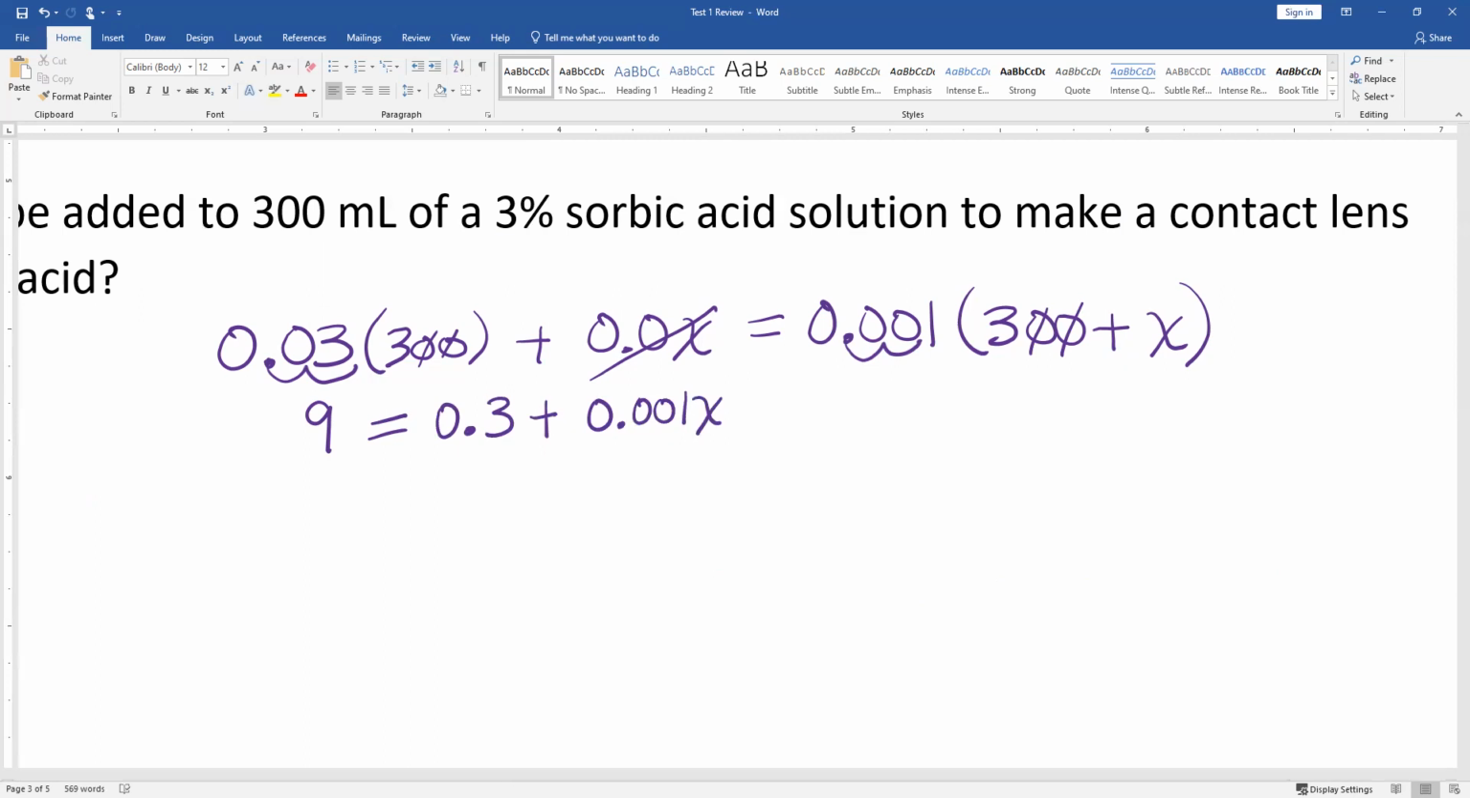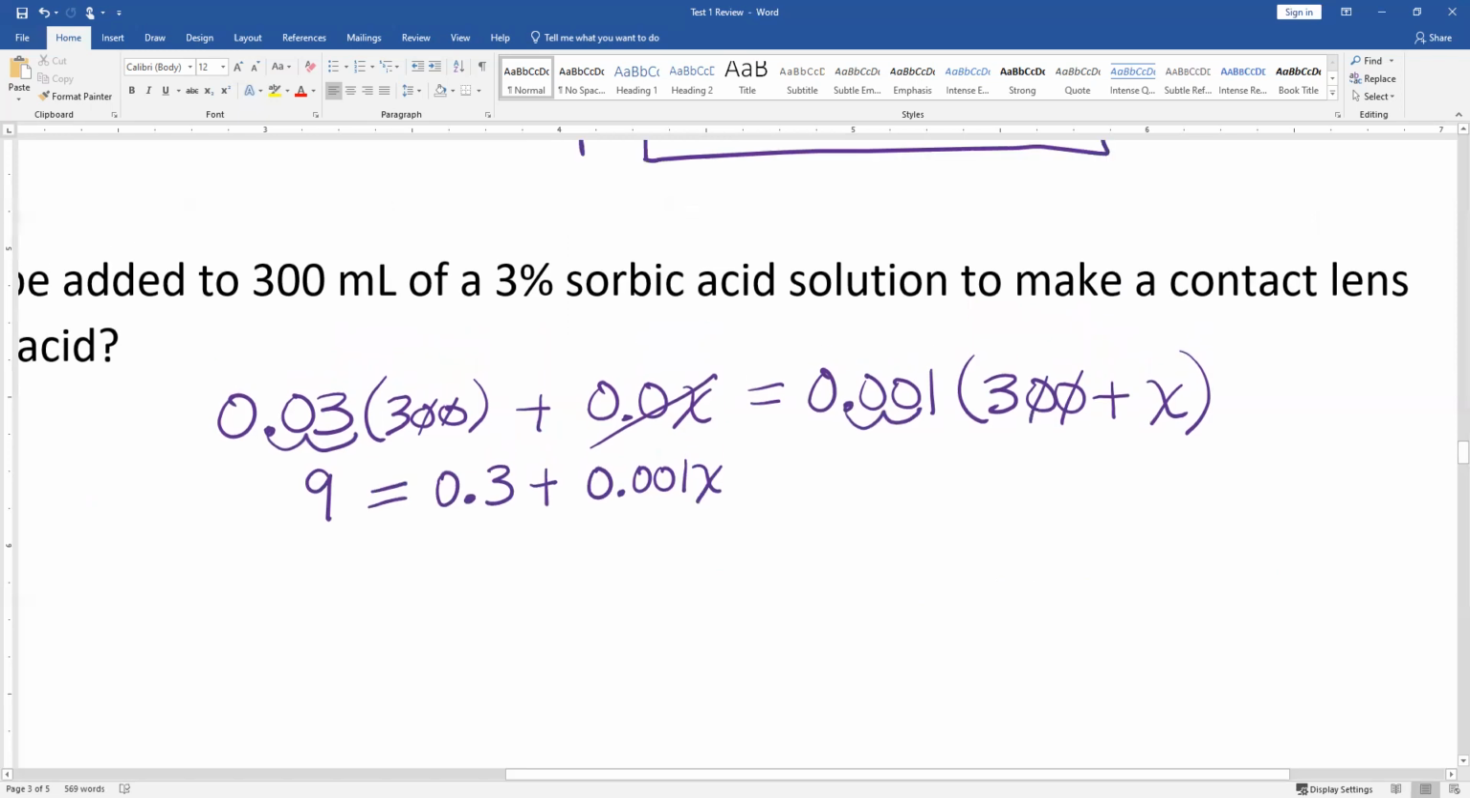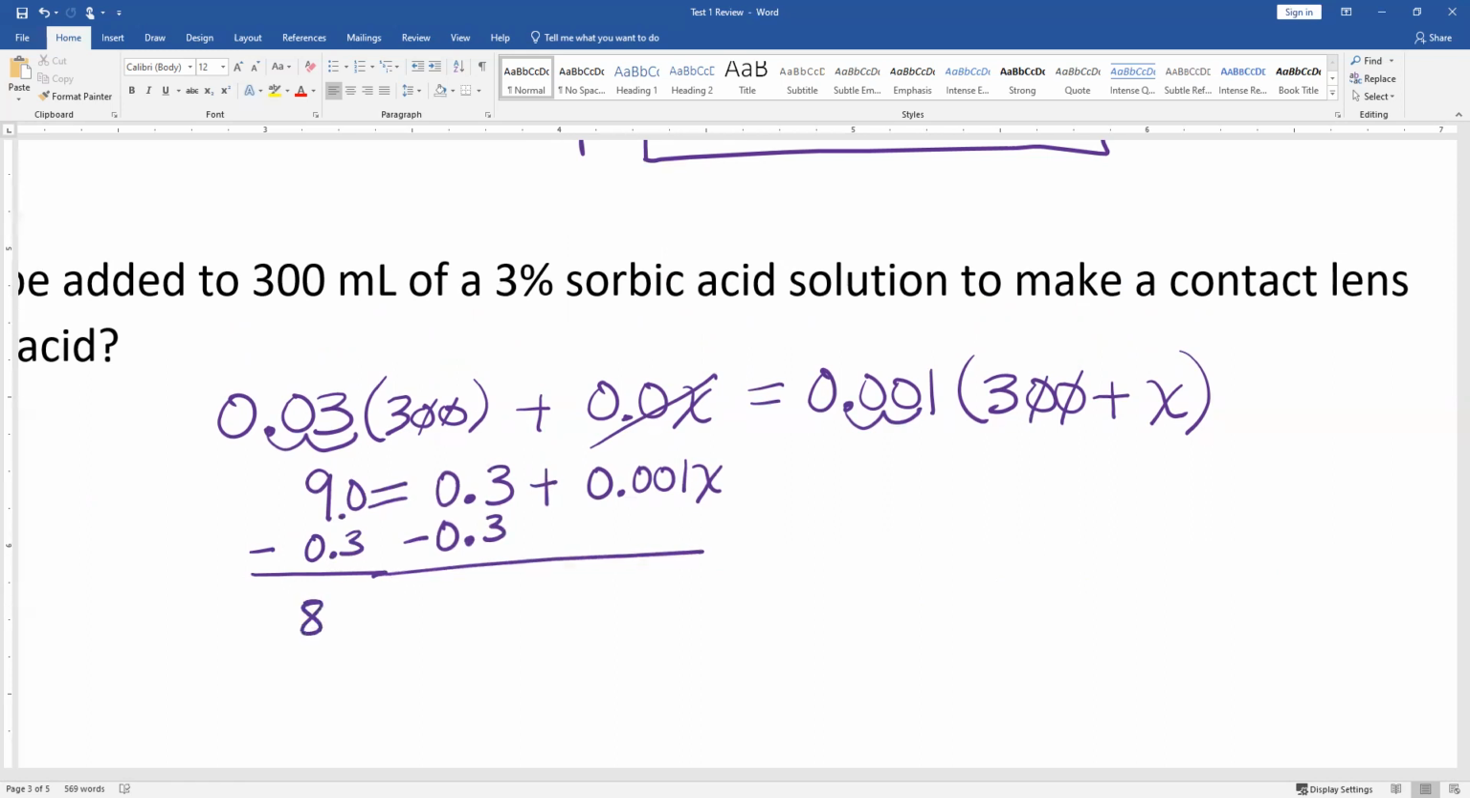Now, do you want to get rid of your decimals? So you're not dividing, so you're not having to divide by 0.001? Well, we can, okay, let's just keep going. What do I need to do? I need to subtract 0.3 on both sides. Nope, 0.3. So that gives me 8.7 equals 0.001x.